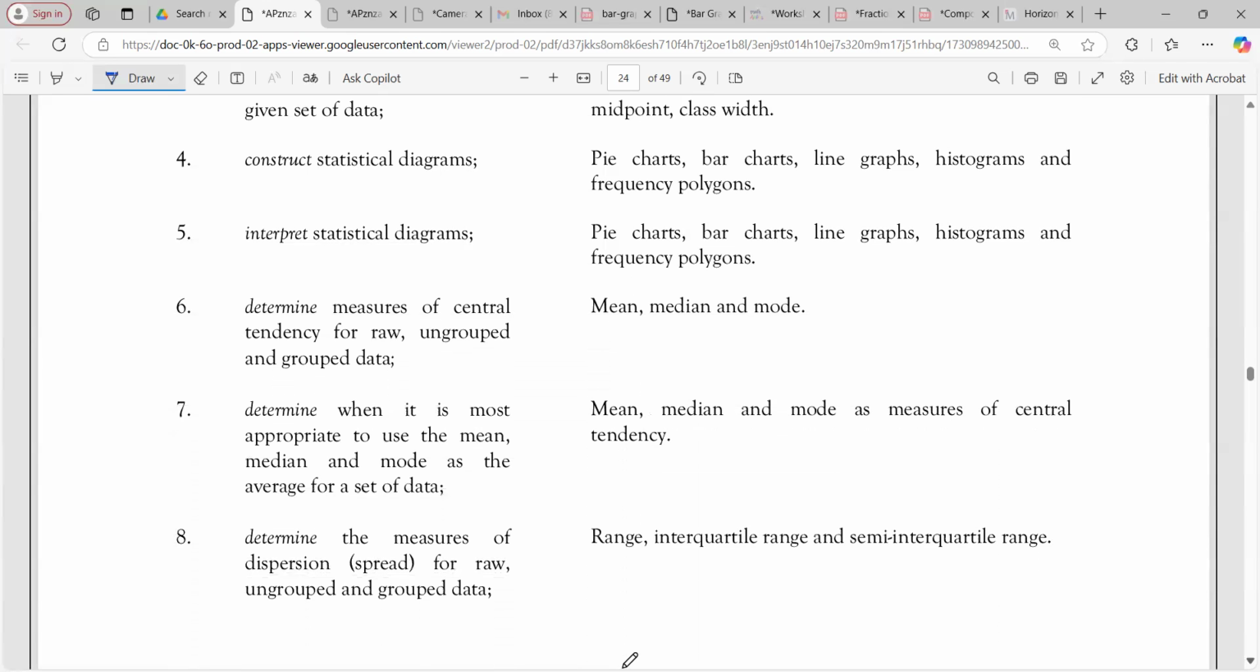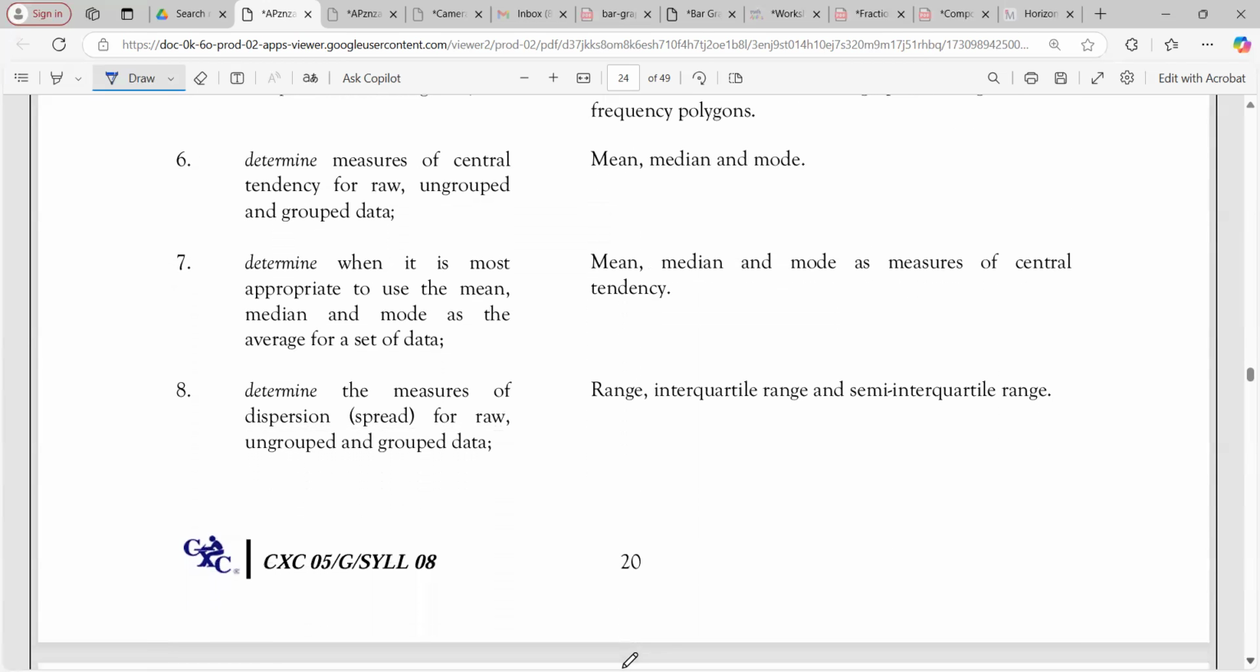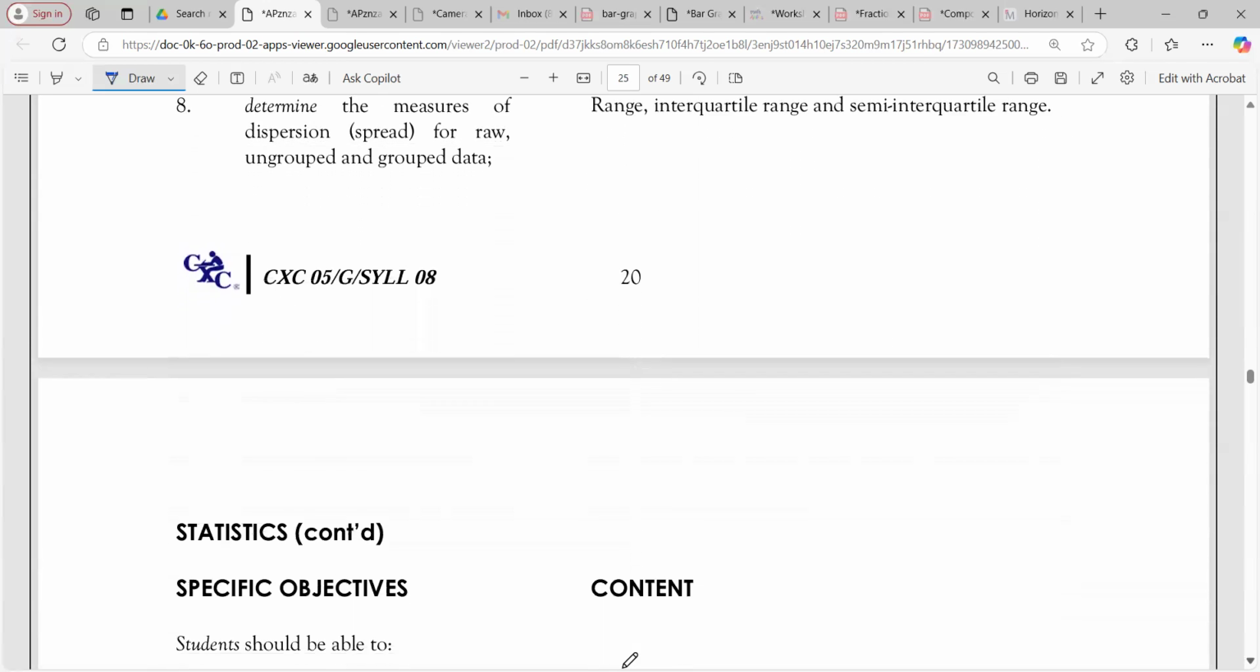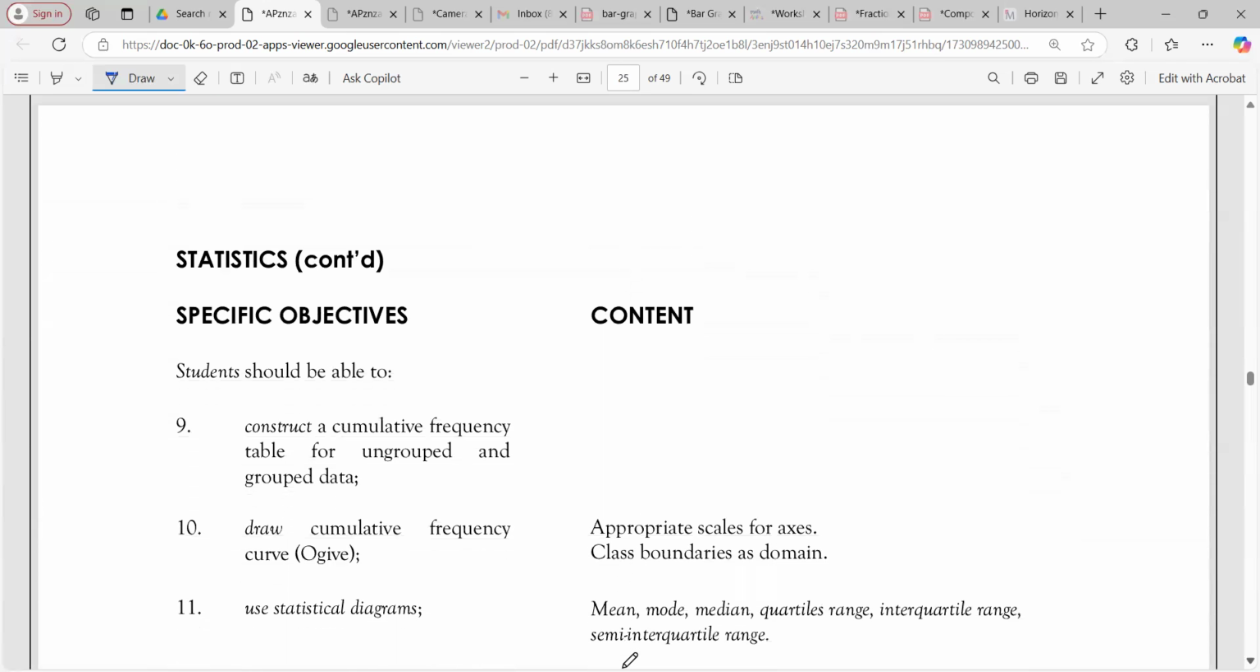You must know about the mean, the median, the mode, and measures of central tendency. The range, the interquartile range, and the semi-quartile range. These come basically every year. So pay attention to those. Those are on my channel as well. All right.